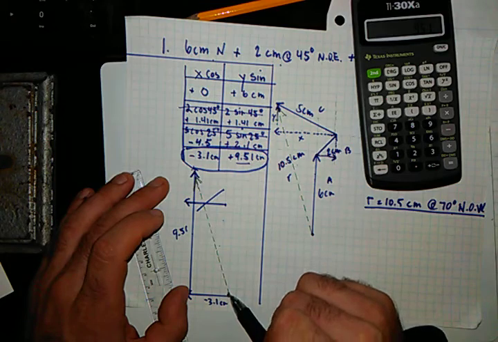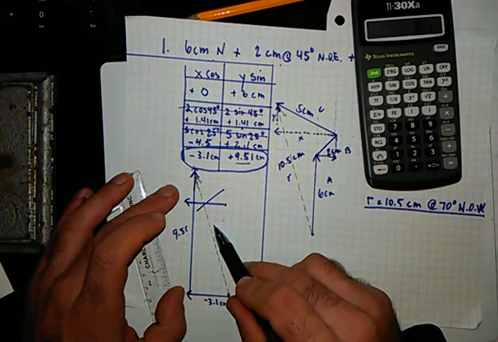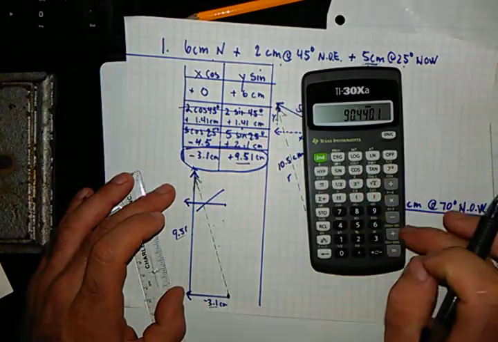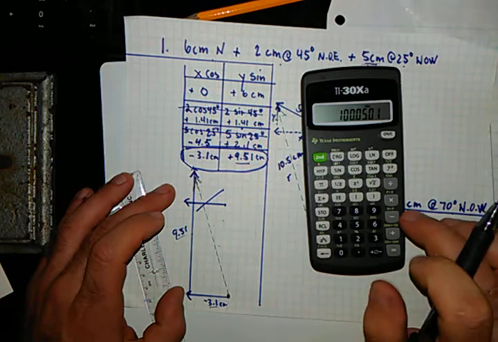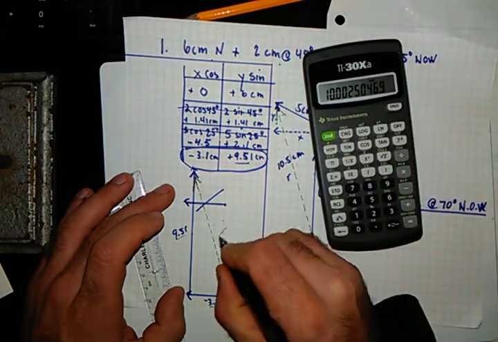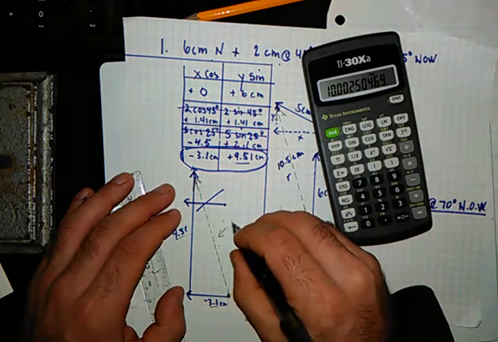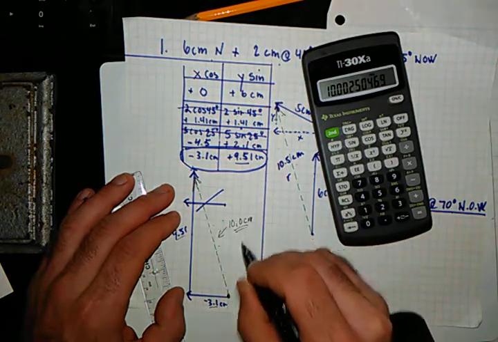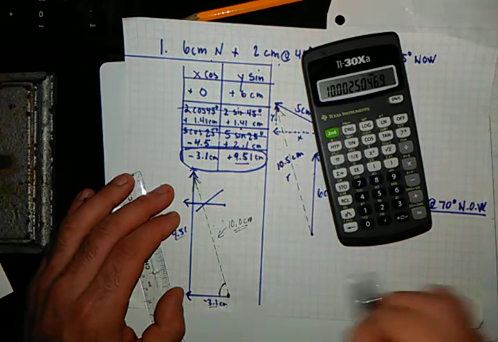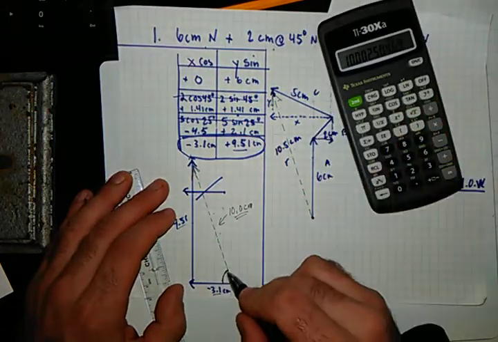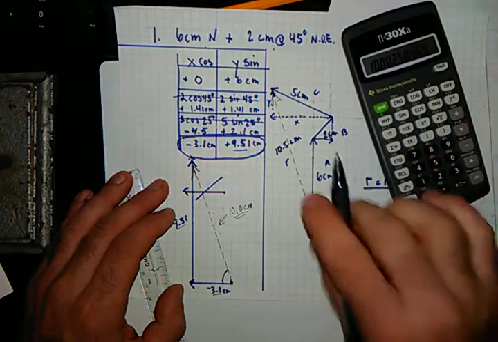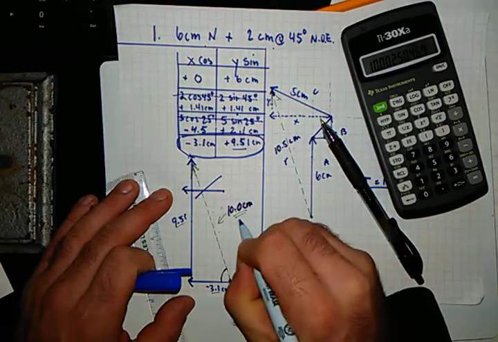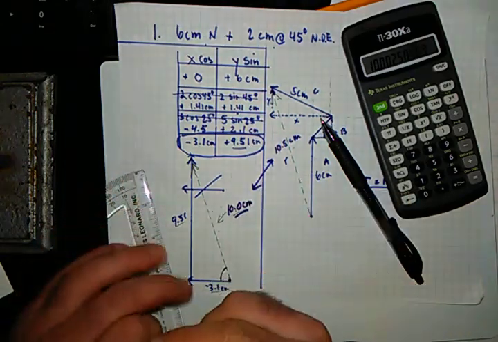Now if I don't measure this and I use a little Pythagorean theorem, I take 9.51 squared plus the other component squared, and the square root. If I solve it algebraically, it comes out to 10.0 centimeters. And I can also get this angle without measuring it, using a little bit of trig. So let's see how close we came. Well, we came pretty close because I got 10.0 centimeters. If we compare the two, we got 10.0 and 10.5.